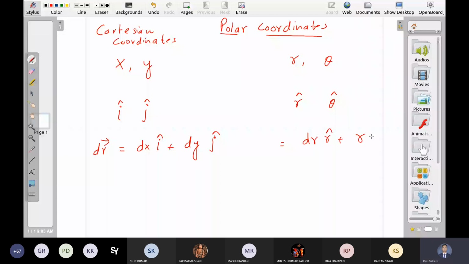We can go from here to here. I mean, there exists a transformation. Like if you know r and theta, x is equal to r cos theta, y is equal to r sin theta. Or if you want to go reverse, that is also possible.